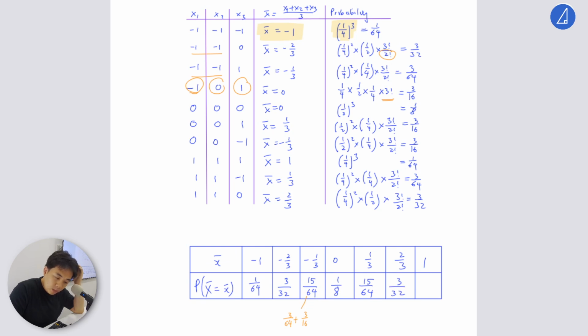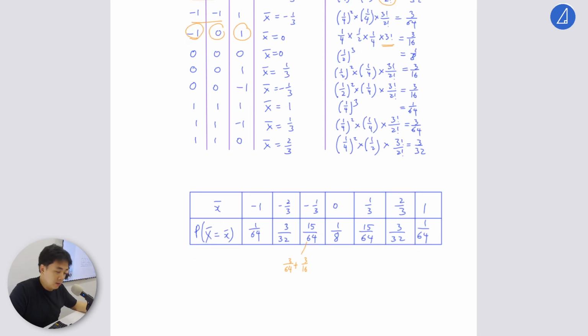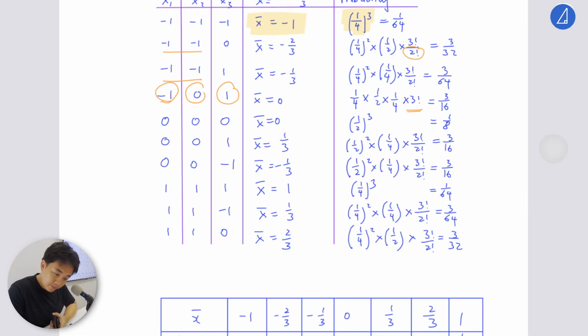So 1 would be, what's 1? 1/64. Okay, so everything should add up to 1. Of course, if you don't get everything equal to 1, it means you probably made a mistake. Yes, my 0 is wrong. I never added these 2 up.